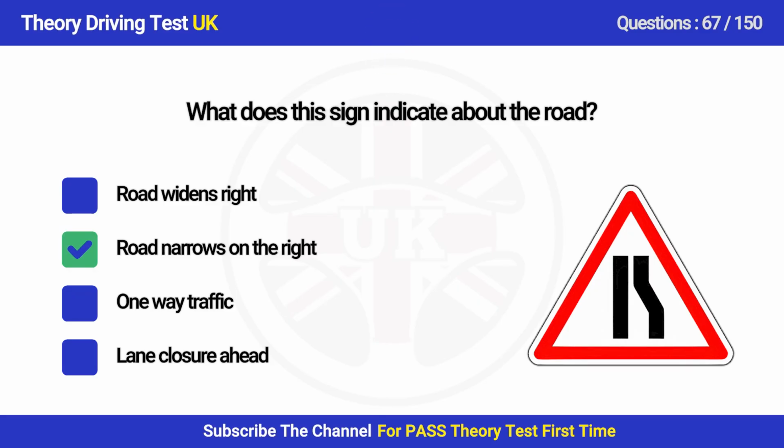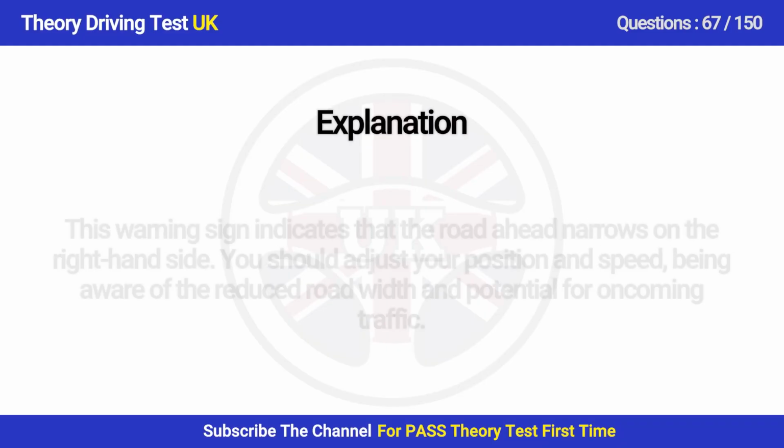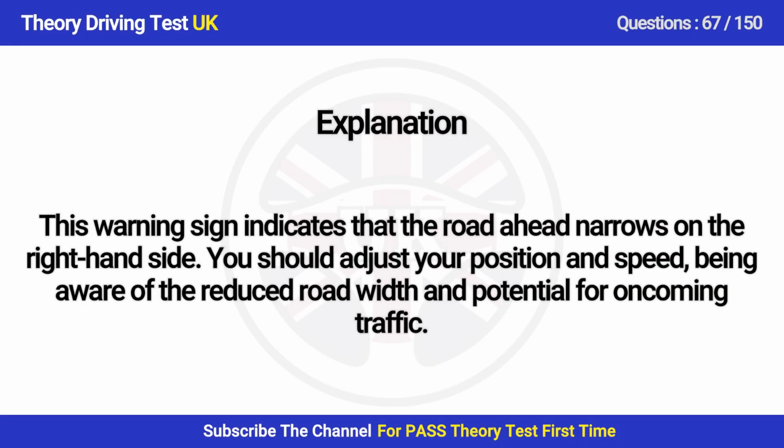Answers is B. Road narrows on the right. This warning sign indicates that the road ahead narrows on the side. You should adjust your position and speed, being aware of the road width and potential for oncoming traffic.